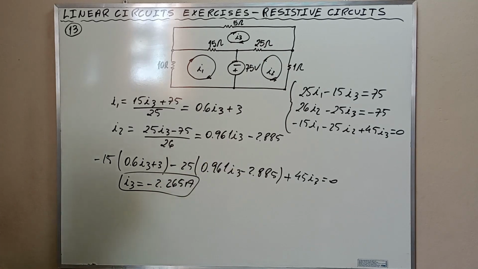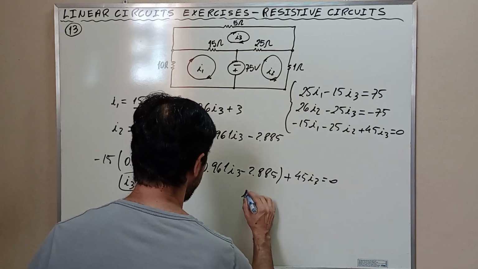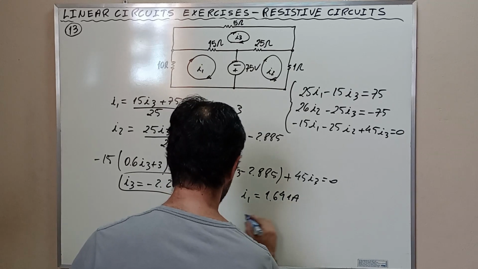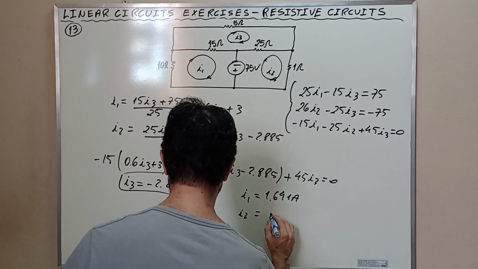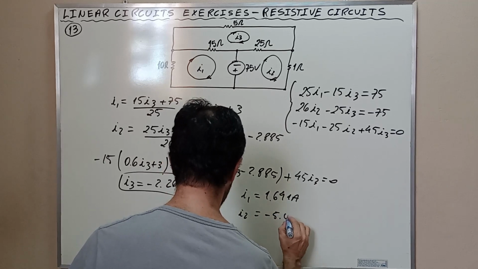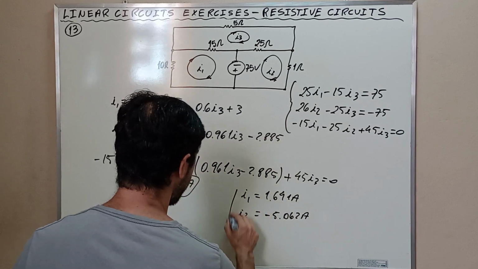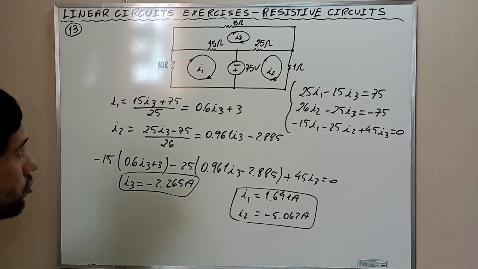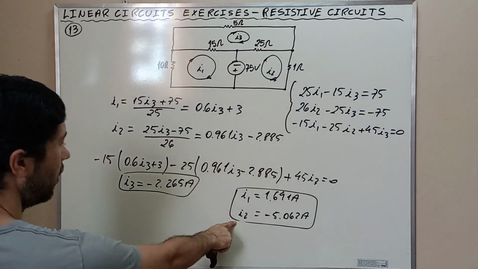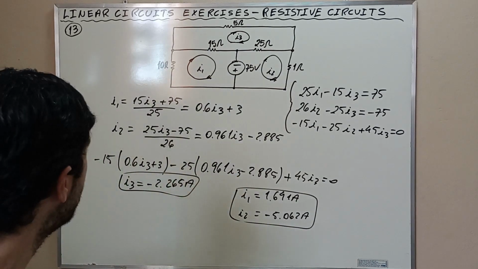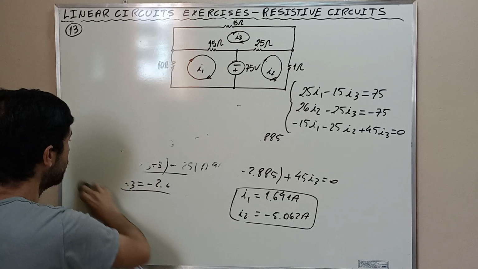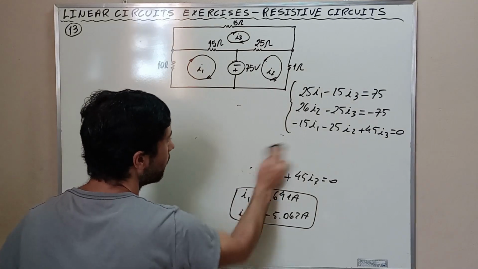Okay, substituting, we find that I1 is equal to 1.641 amps, and I2 is equal to negative 5.062 amps. Okay, my friends, these are the values of the currents. And lastly, the exercise wants us to find the power delivered by the voltage source. Okay, write this because I'm gonna have to clear the board to calculate the power delivered by the voltage source. Okay, my friends.